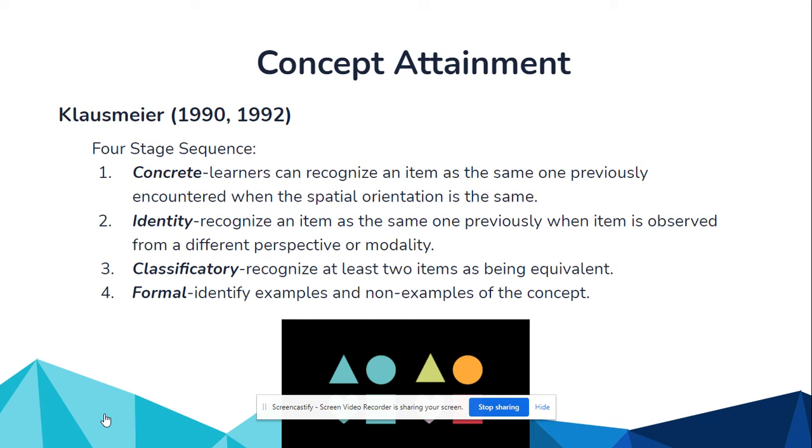And then lastly is formal, meaning I would be able to identify examples and non-examples of the concept. So mastery of this level, formal level, requires the learner to apply a set of higher order thinking processes, such as use of hypothesis, evaluating and inferring. So that would be looking at that equilateral triangle, and I would be able to recognize that it has three equal sides and three equal angles. That would be getting into that formal level of concept attainment.